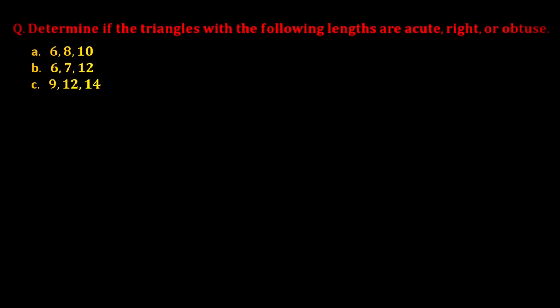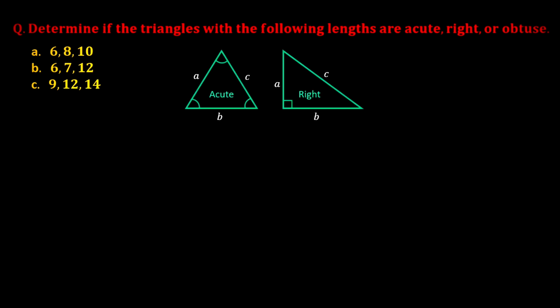Determine if the triangles with the following lengths are acute, right or obtuse. To figure out if a triangle is a right triangle, acute triangle, or obtuse triangle: a right triangle has a right angle which is equal to 90 degrees. Acute triangles have all three angles acute, they are smaller than 90 degrees. And an obtuse triangle has an angle that's greater than 90 degrees.